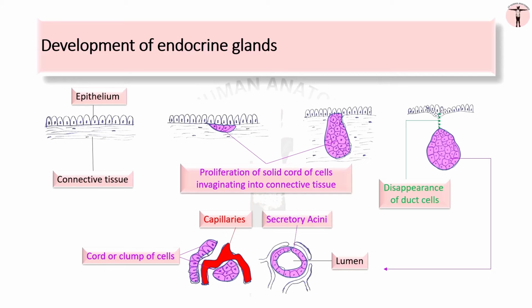Only a single layer of cells rest on basement membrane surrounding the lumen in the center, forming secretory acini. These acini are surrounded by the blood capillaries.